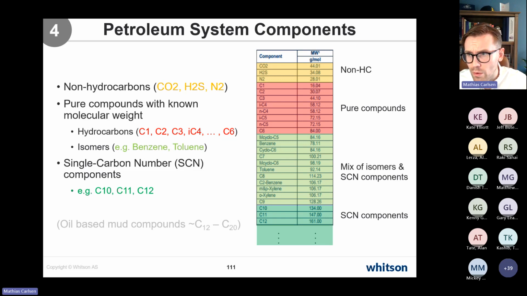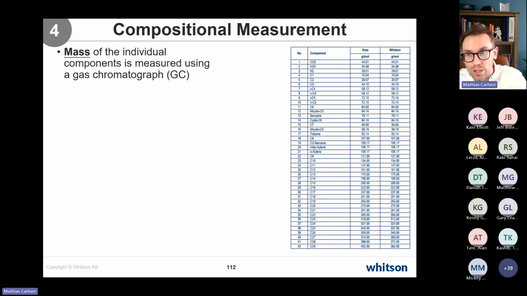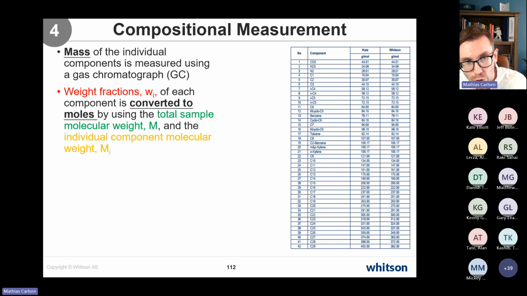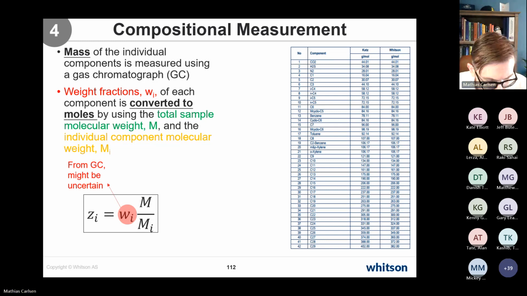So if you go into a compositional measurement, or a compositional recombination, the GC tool is actually just measuring the mass of the individual components. Okay, that's what you're getting from the GC tool. And then these weight fractions are converted to moles by using the following formula right here. So this thing is what's being measured.